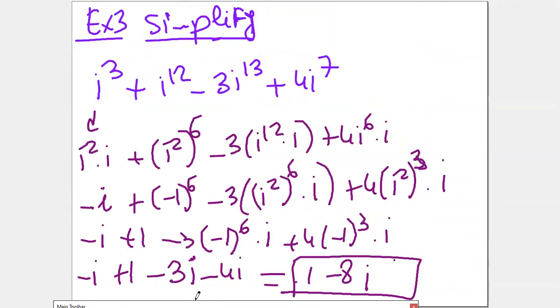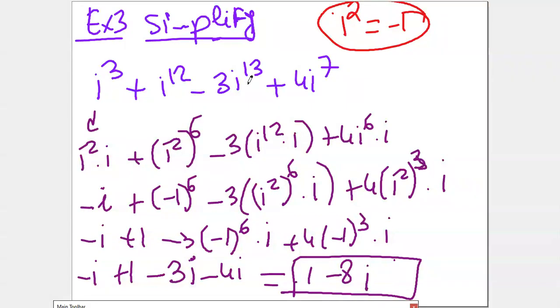The last example: how do we simplify when I have a big exponent for i? The only information that I know, guys, is that i squared is minus 1. So I need to decompose to have i squared. So i cubed, how do we decompose it to have i squared? It's i squared times i. i to the 12, it's an even number, so I can write it i squared exponent 6. i to the 13, it's odd, I cannot write it i squared exponent something.